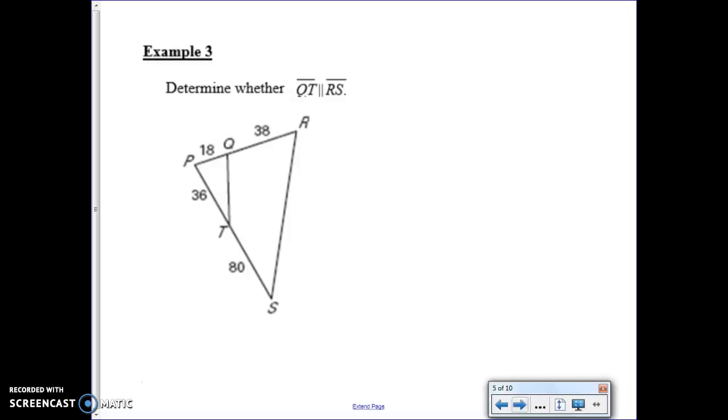So determine whether QT is parallel to RS. And so I'm going to show you a couple different methods, and you can decide which one you like better. So method 1. Both methods are going to start off the same way. You're going to set them up so that our fractions, our ratios, are matched up. So I have 36 over 80, and I have 18 over 38. Notice I'm not putting an equal sign there because we don't know if they're equal. That's what we're trying to determine.